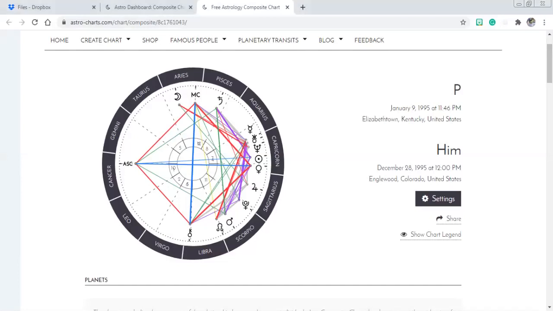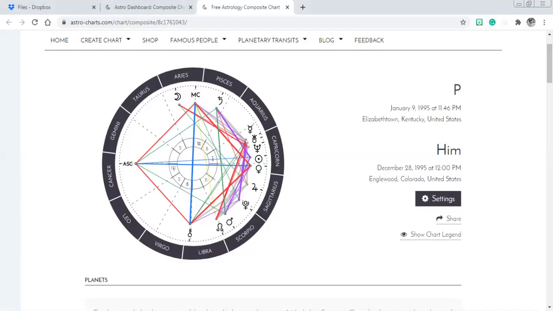So what we're looking at today, guys, is actually a chart for P. So we're going to call her, and I just name the guy as him because, whatever. They're being anonymous for this reading, but they have volunteered to have their chart used for this example.